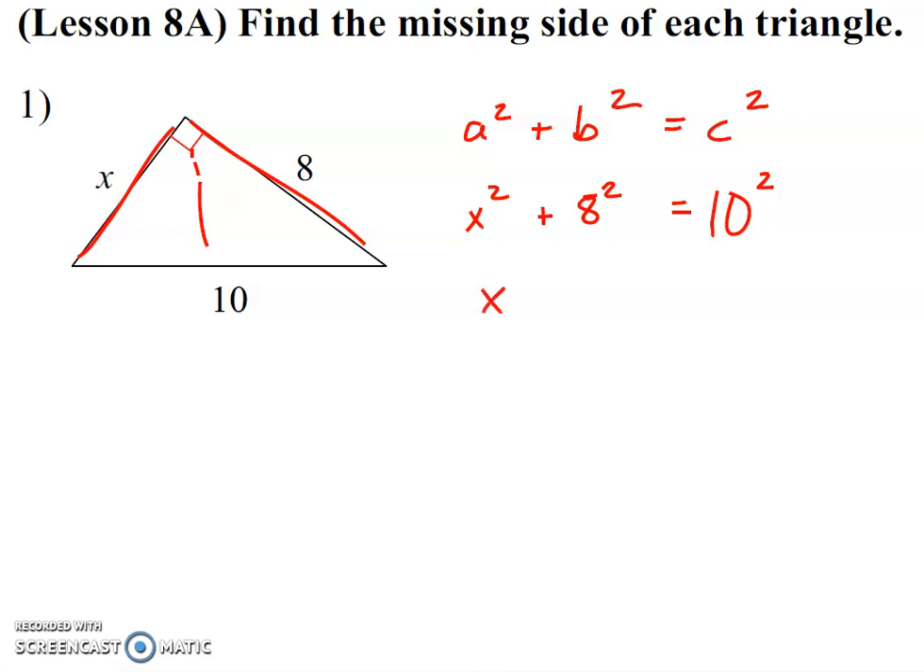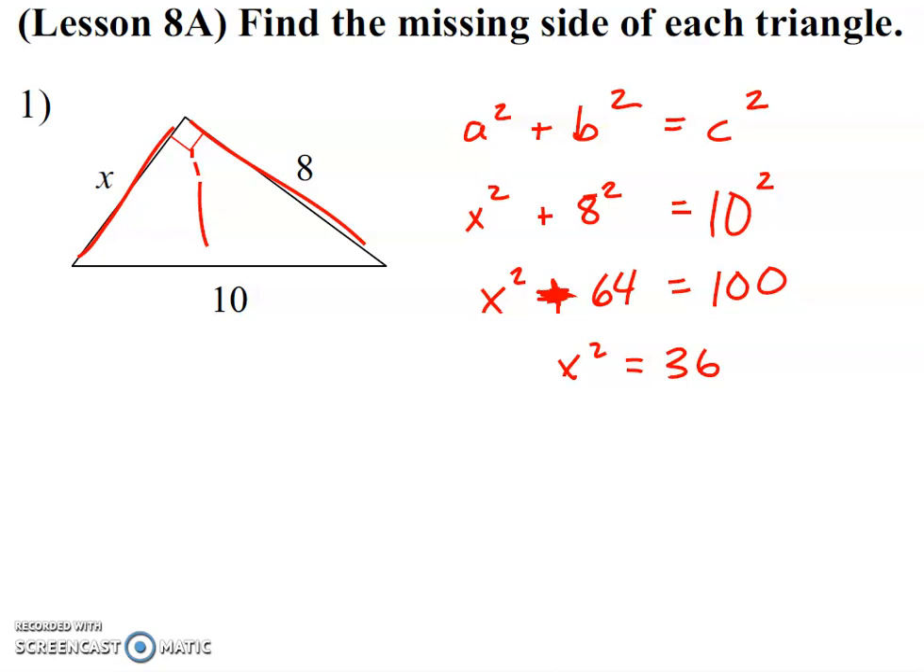So I'm going to simplify what I can. Oops, that's supposed to be a plus sign. Sorry, plus 64. And 10 squared is 100. And now I've got x over on the left-hand side. I want to get it by itself, so I'm going to subtract away 64 from both sides. That'll give me x squared is 36.